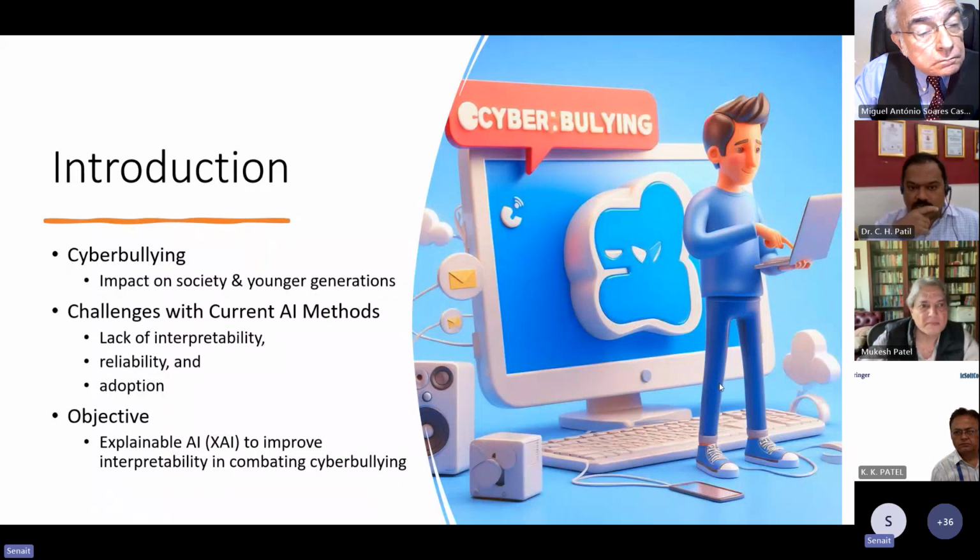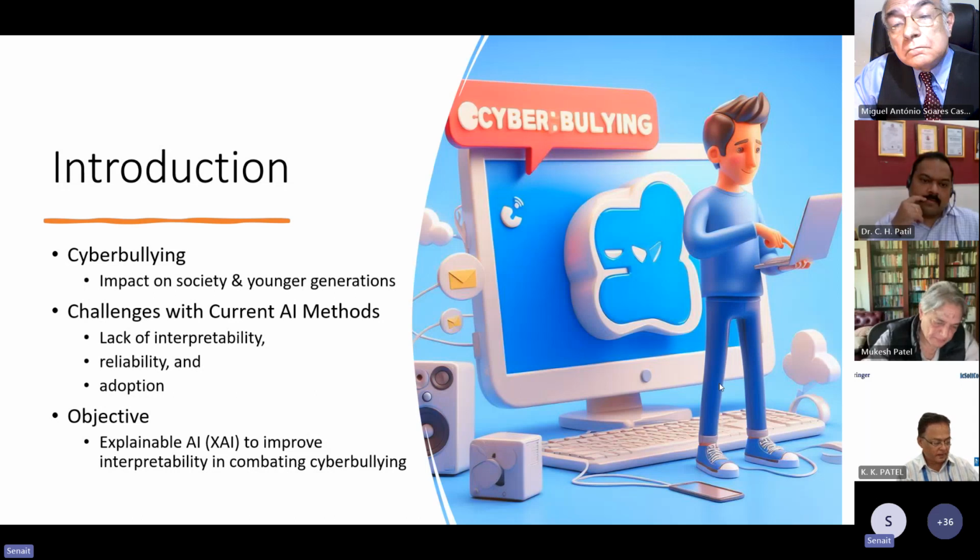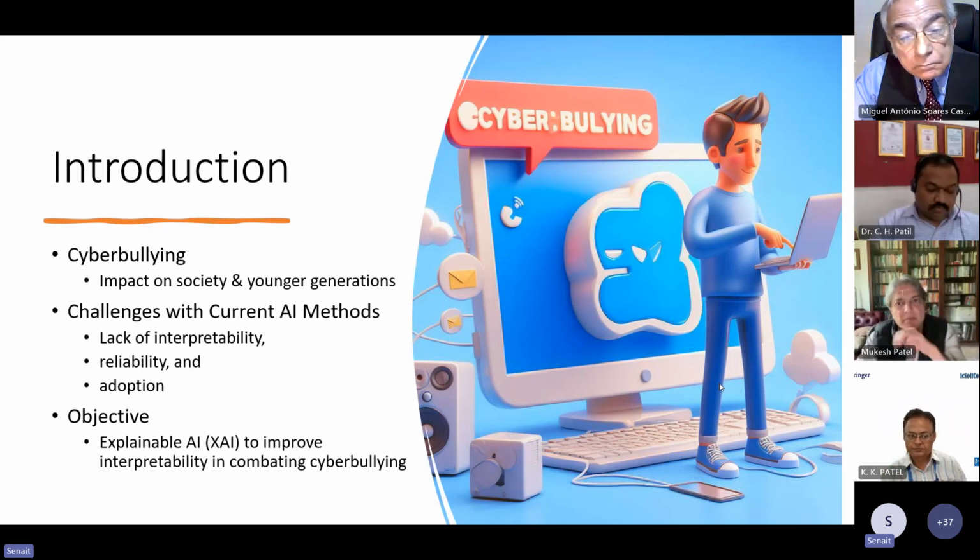AI is a potential tool in detecting and preventing cyberbullying. However, those methods face critical challenges. One of the primary challenges is the lack of interpretability. AI systems often operate as black boxes where their decision-making processes are hidden, even to their creators. This obscurity leads to reliability concerns, making it difficult for users and stakeholders to trust the system fully. Moreover, this interpretability challenge hinders the broader adoption of AI solutions in sensitive areas like cyberbullying prevention, where understanding the why behind the decision is as crucial as the decision itself.